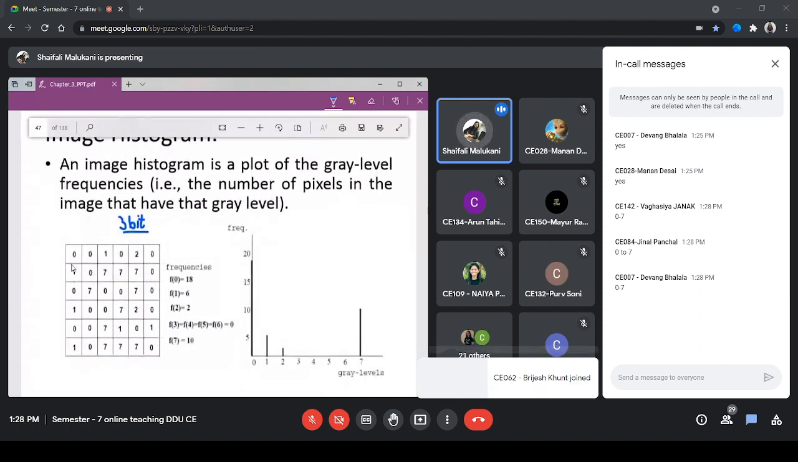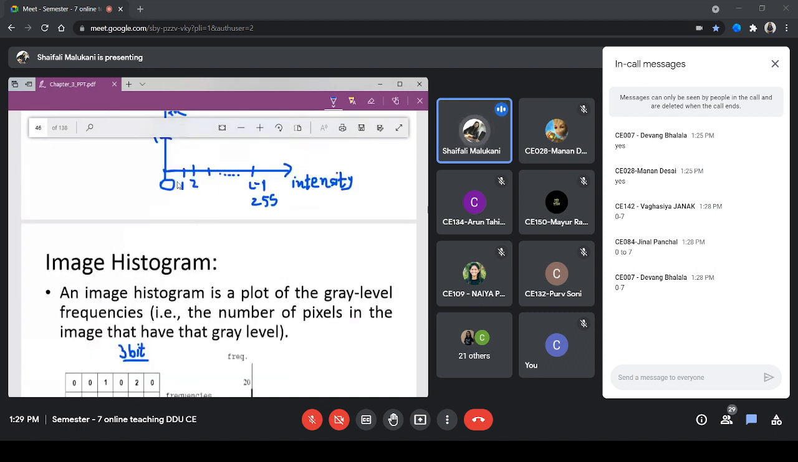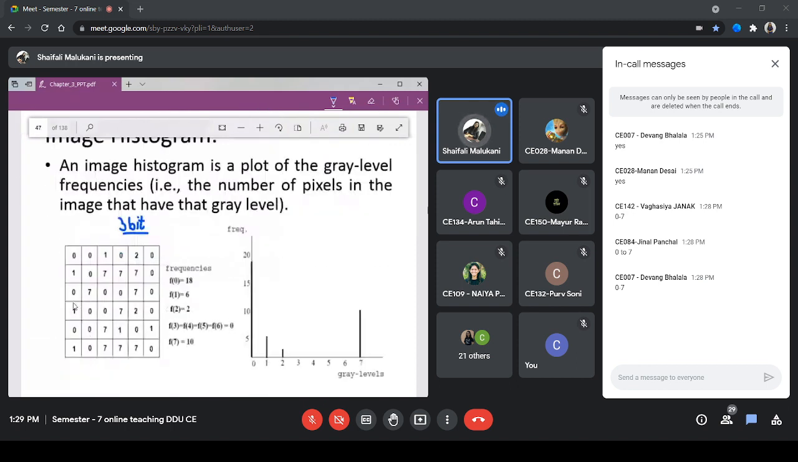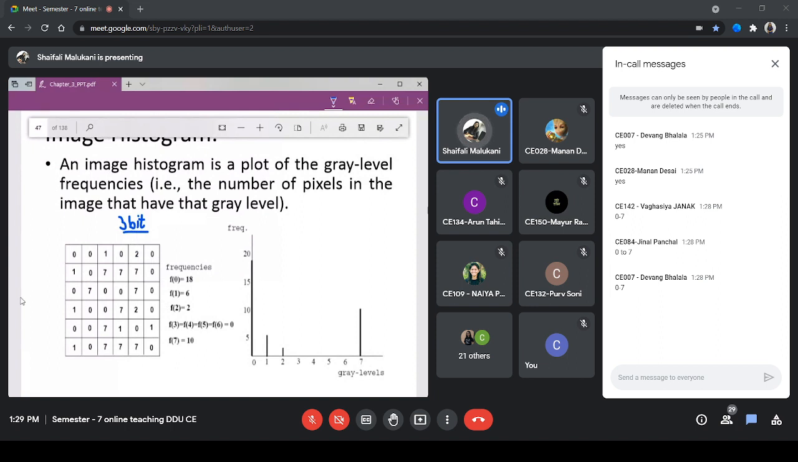And how many times does 0 occur? Can you plot that graph? I know it is very easy for you, but still I want you to do that exercise. You are saying that this will be 0 to 7, so can you tell me what will be the value at 0? In this image, how many times does 0 occur?